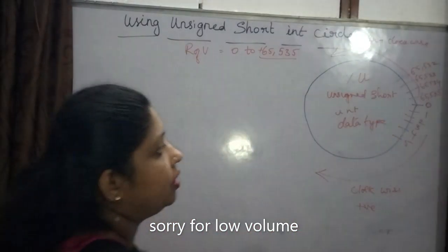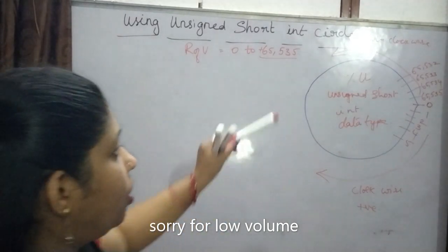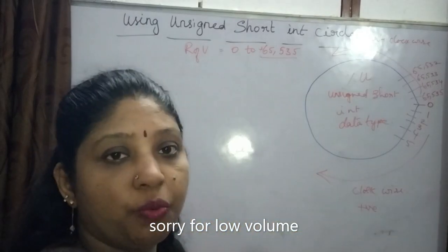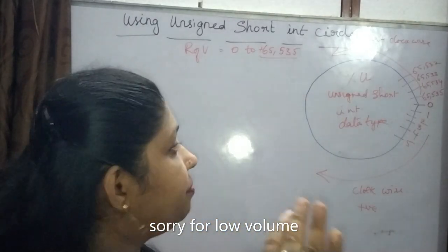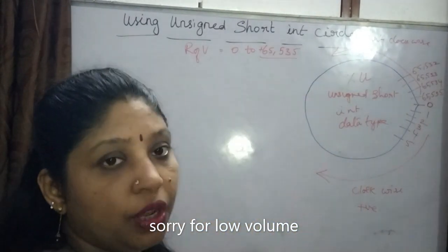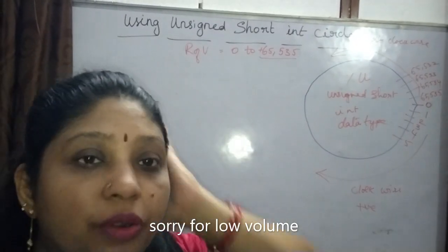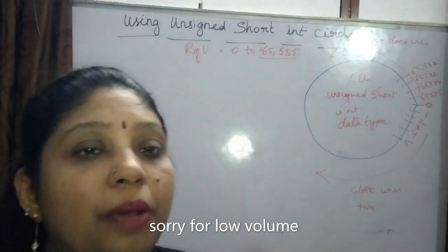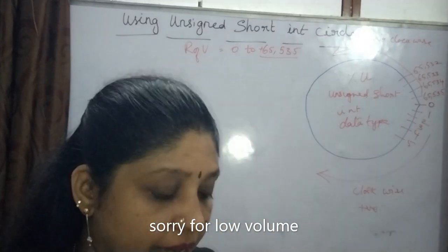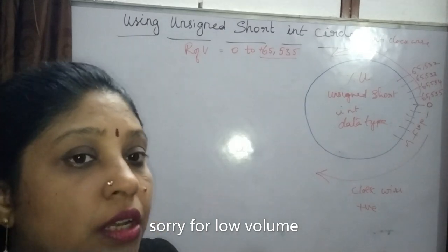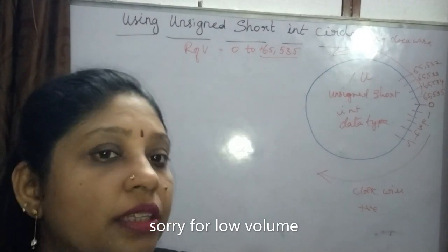Okay, understood? This is the circle of the unsigned short int data type, where you have only positive values from 0 to 65,535. Now till now I hope you understood. Now I will write one small program. With that program you will understand how the compiler will retrieve the value and how it calculates and how it prints the correct value as well as garbage value.